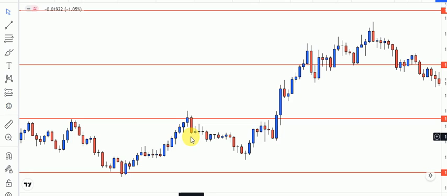So after reaching 50%, one can book half. See, exactly after reaching the target, it started retracing. Nearly it has come back to 50%, and even if you buy here on reversal, again it reached the target, and here also crossed on closing basis.